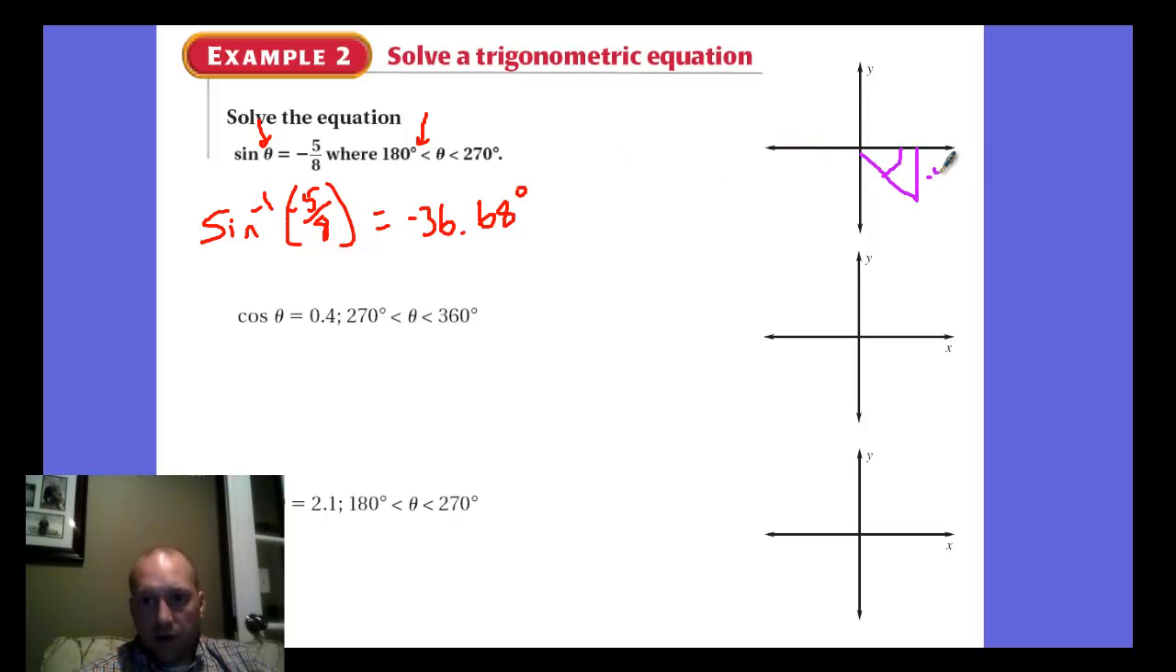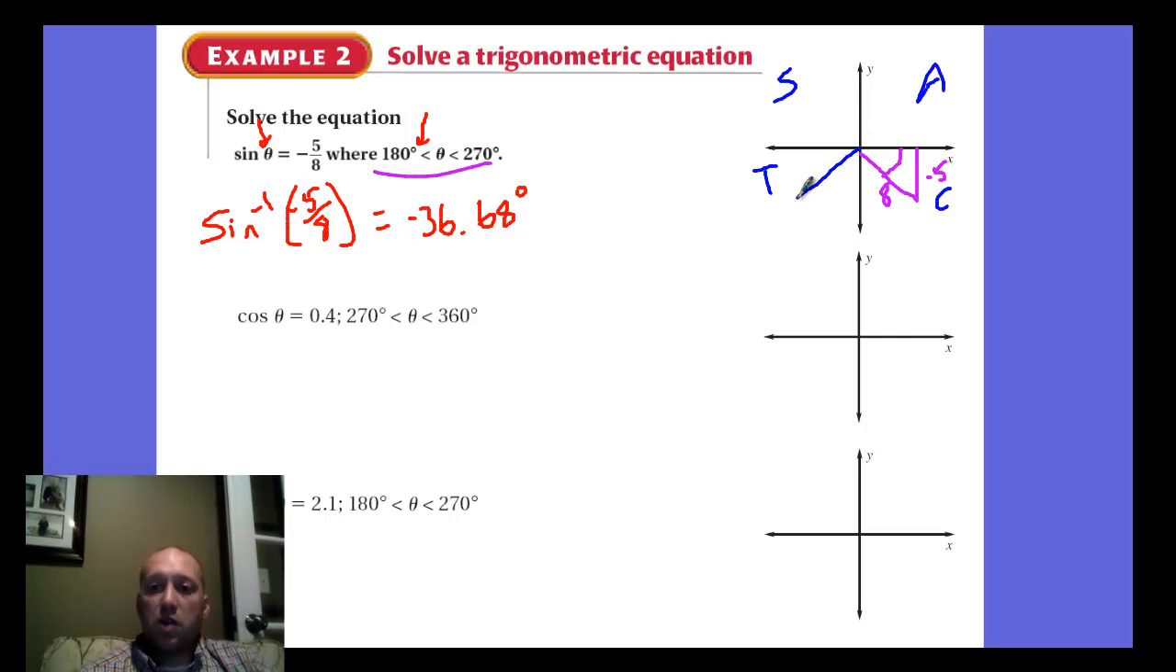So it'd be like -5/8. But there's another one that this occurs in, because I don't want this angle right here. I want it between 180 and 270. So then I can draw a second kind of triangle. Where else is sine negative? So it's all students take calc. So sine is also negative in the third quadrant.